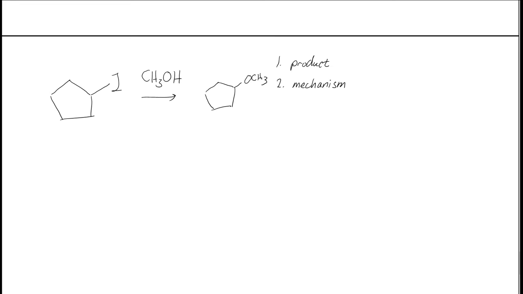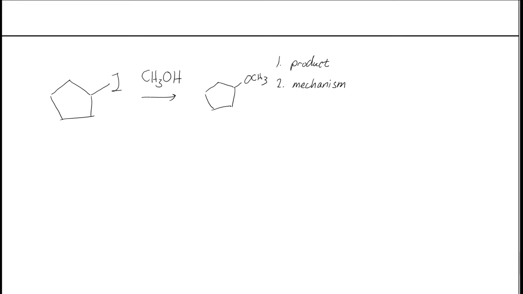If that iodine were to leave, what kind of cation would we be forming? Secondary, right. So that iodide leaves, we form a secondary carbocation. Is that okay? Or is that not going to happen? It's okay. Secondary carbocations are okay. So that could happen.